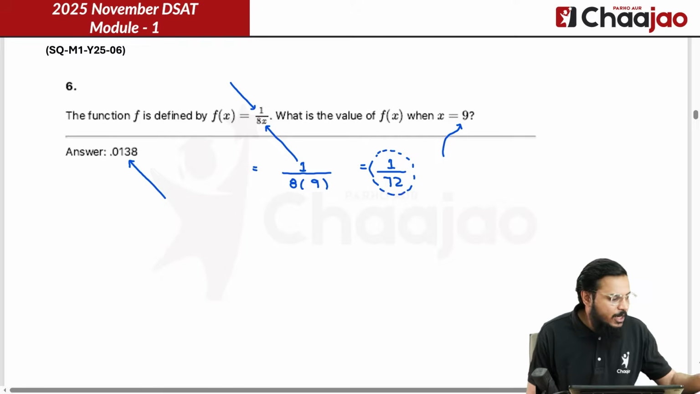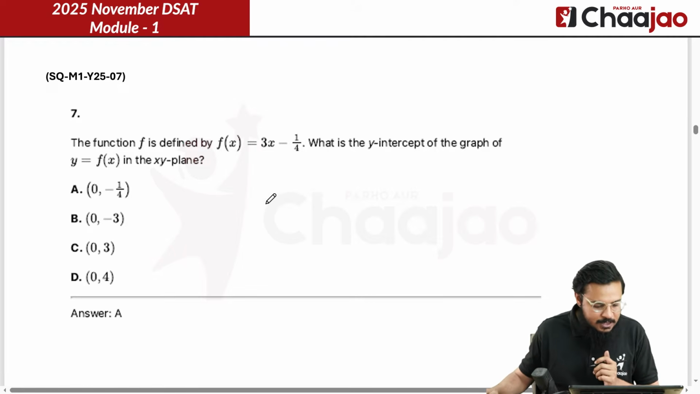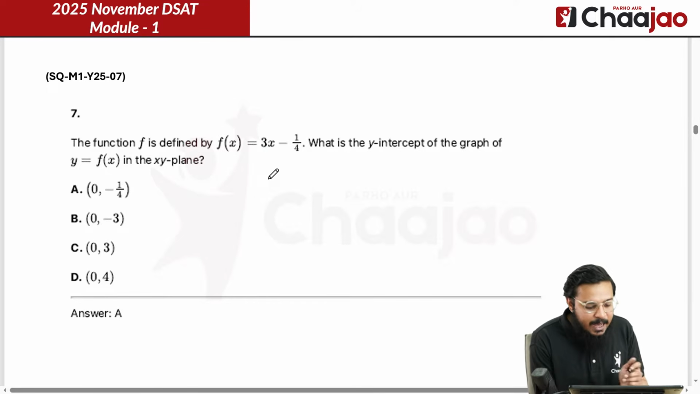Moving on to the next one, question number 7. Okay, here is question number 7. The function f is defined by f of x is equals to 3x minus 1 over 4. What is the y-intercept of the graph of y is equals to f of x in the xy plane?